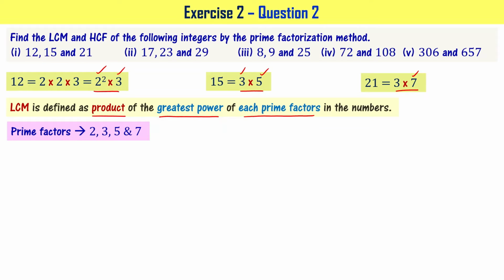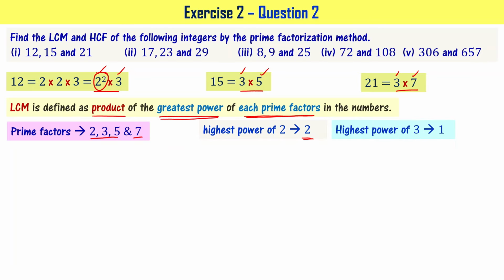Prime factors involved are 2, 3, 5 and 7. Of course 3 is there already, we have counted. So the prime factors are 2, 3, 5 and 7. Now for each prime factor, what are their greatest powers? Let's see. The highest power of 2 is 2 square. You can see here. That's why the highest power of 2 is 2.